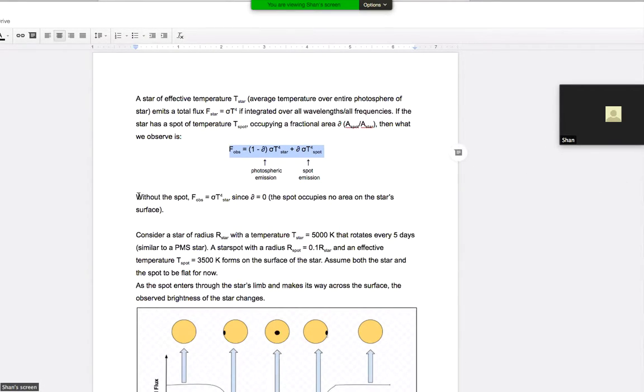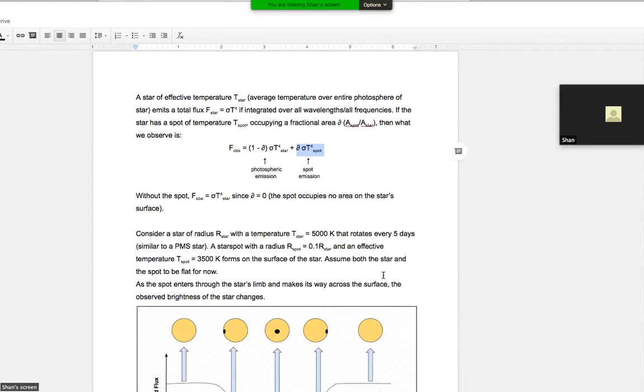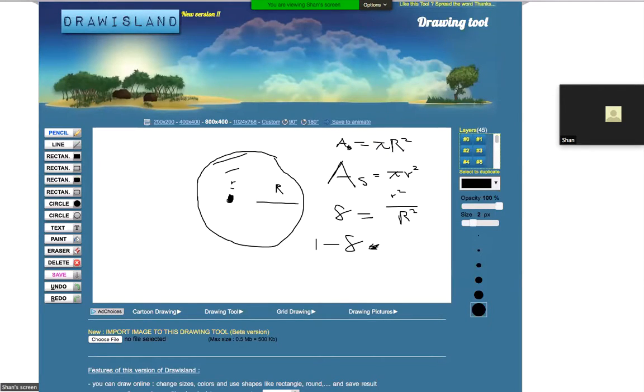So we kind of explained it here. Without the spot, the observed flux would be sigma T to the fourth power, the temperature of the star to the fourth power. Because if delta is 0, the flux caused by the sunspot goes away. We cancel that out and we're left with the photospheric emission. 1 minus 0 is just 1, and we get sigma T star to the fourth.